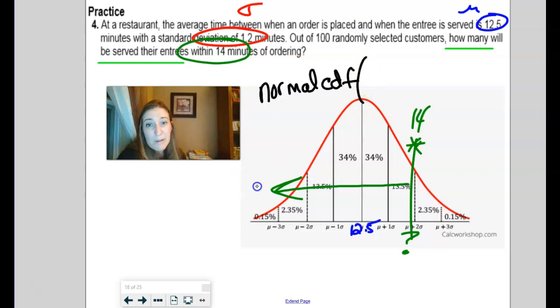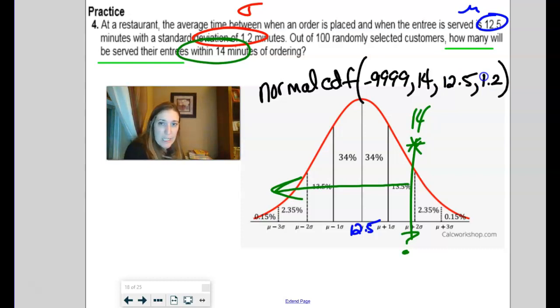And then for lower bound, I'm just going to go super far negative, even though it doesn't make sense. Negative 9999. Big fan of that one, okay? Upper bound is 14. Mean is 12.5. And a standard deviation of 1.2.